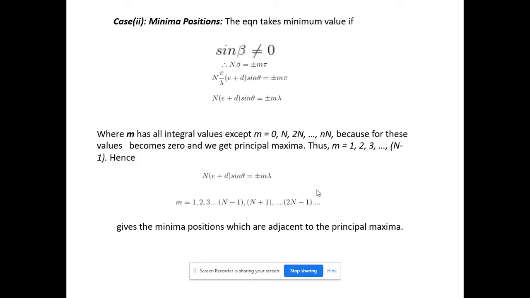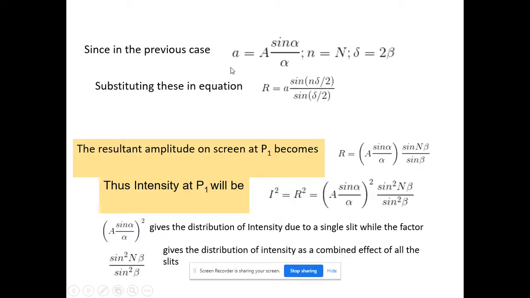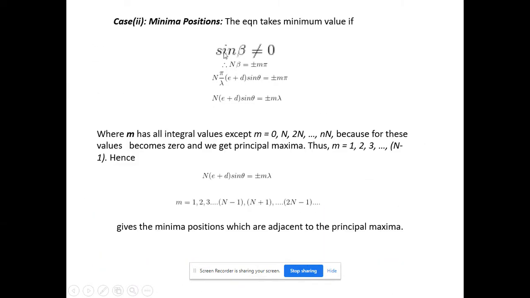Going towards the minima side, for the minima position, the equation will take the minimum value when sine beta is not 0, but sine N beta should be 0. I want this I0 to be 0 when sine N beta is 0. And this sine N beta will be 0 only when N beta equals plus minus m pi. Now I have differentiated this m because we have used N earlier. So this m pi. Still both are integers.